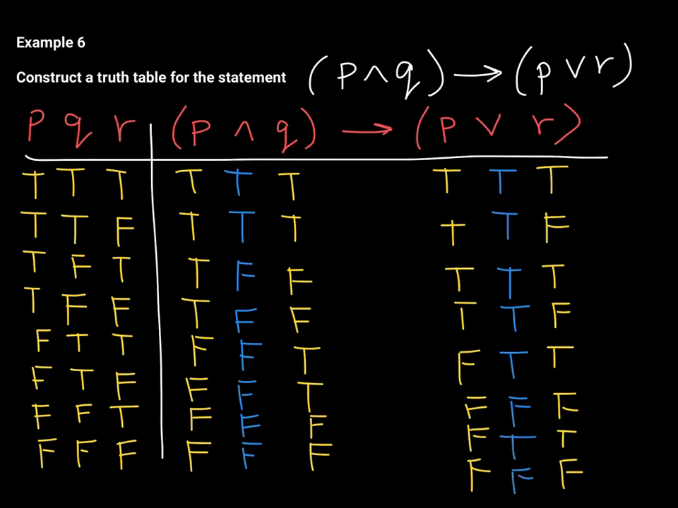All right. Now, we're comparing the blue columns, okay? That's why I changed the colors. We're comparing the blue columns in order for this conditional statement to be true. It is true in every single case, except for when the antecedent is true and the consequent is false. So let me look for, when do I have a true statement over here for the antecedent and a false statement over here for the consequent? Because that is the one and only case where this conditional statement is false.